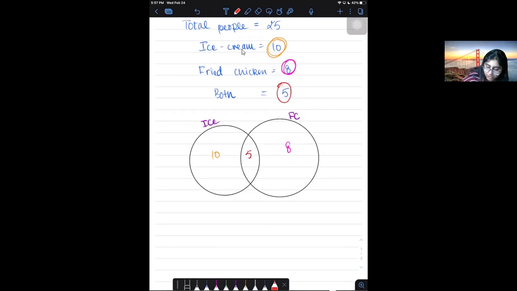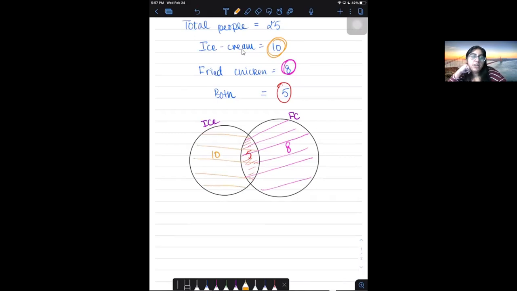So if I want to just shade these areas, 5 has this area, so both. And then 8 covers this and its own here. Okay. That's our fried chicken. And then we also have our ice cream, which covers this whole area, including the middle part.